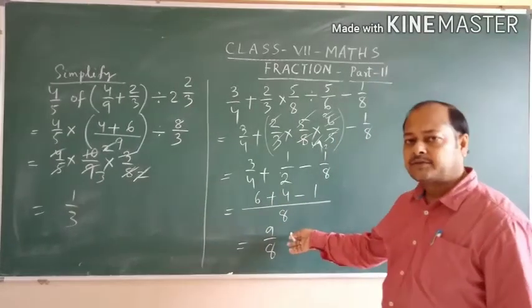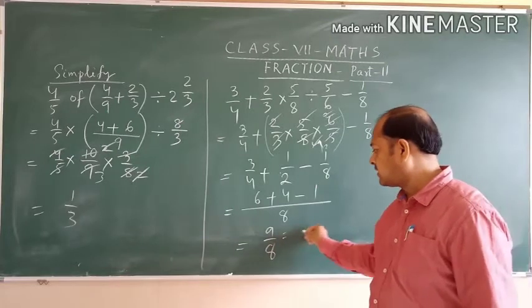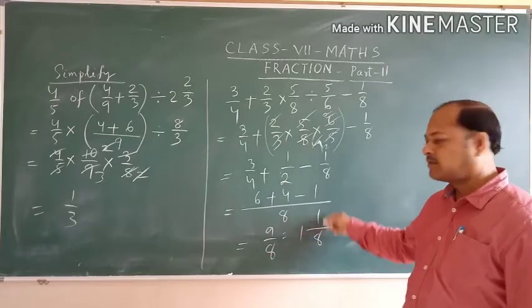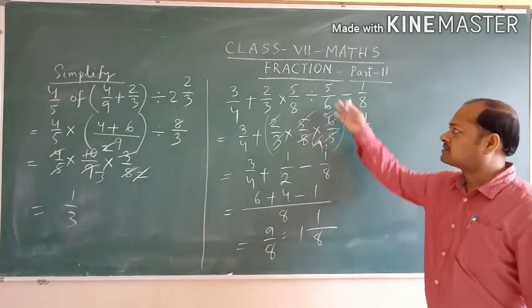We can make it a mixed fraction. 9 upon 8 we can write like this: 8 times 1 is 8, plus 1. So 1 whole 1 upon 8 is the solution of this equation.